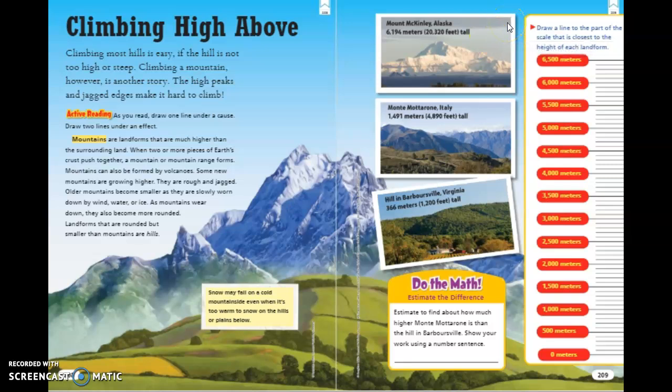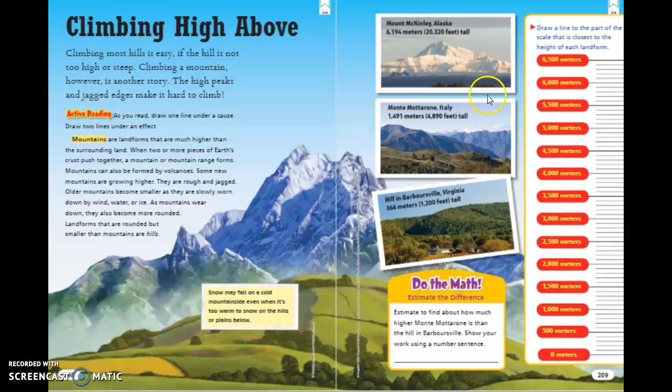Now you should be on page 209. On the left-hand side, we have some pictures of some mountain ranges. We are going to read about these mountain ranges and talk about their heights. Then we're going to do an activity on the right-hand side. The first picture is Mount McKinley, Alaska. The second picture is Mount Matrone in Italy. The third picture is the hill in Barboursville, Virginia.